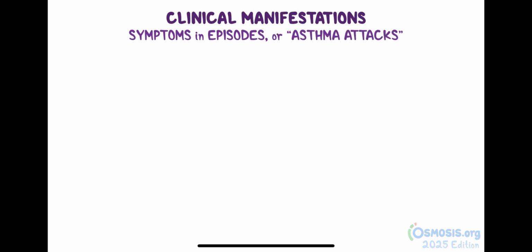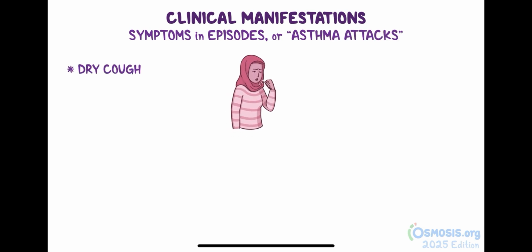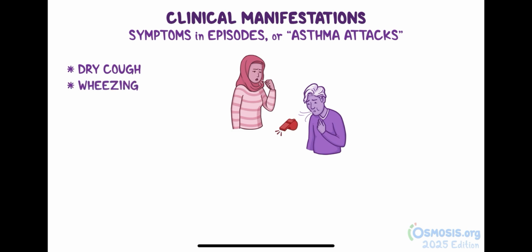Now, because the inflammation in the airways comes in waves, symptoms tend to show up in episodes, or what we call asthma attacks. During an attack, often the first sign is a dry cough. On top of that, as a person tries to breathe out, the air is forced through narrow airways, creating the classic high-pitched whistling sound called wheezing. Usually this is heard most clearly during expiration.